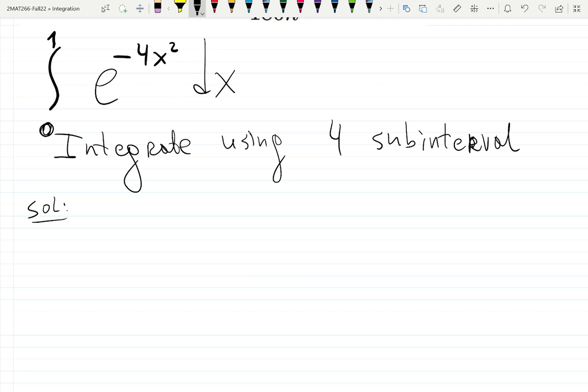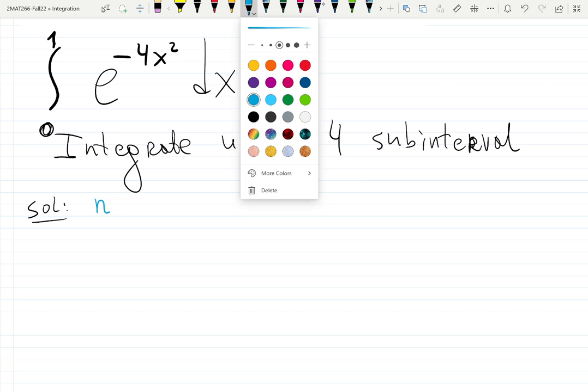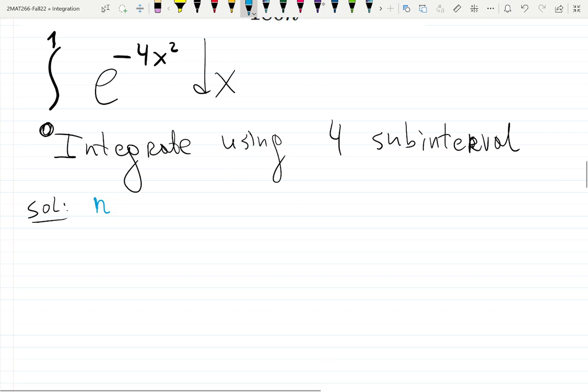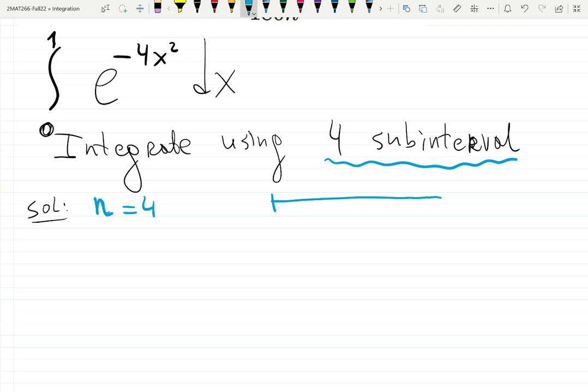Solution. They give you n. N is 4 sub-intervals. To visualize, you can say it this way. You have 4 intervals: 1 interval, 2, 3, and 4. That means you have 5 points.